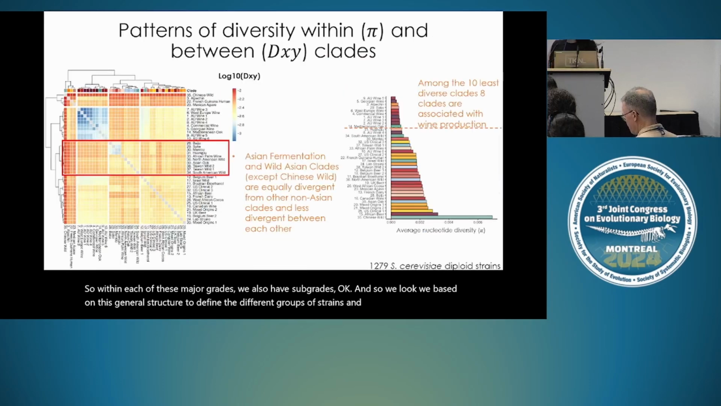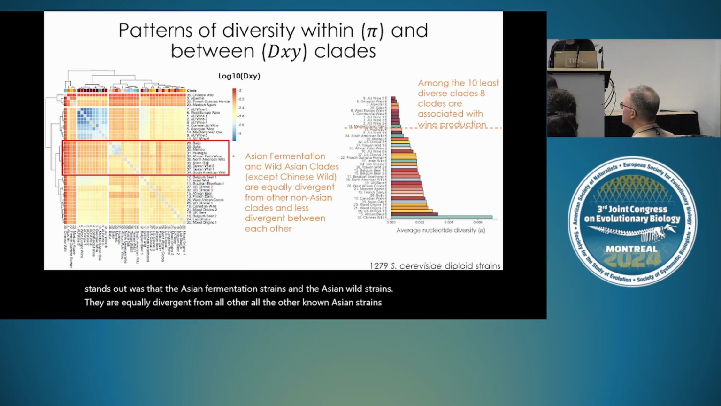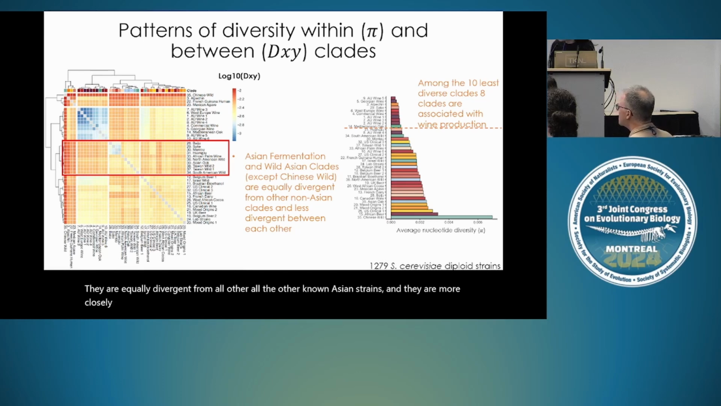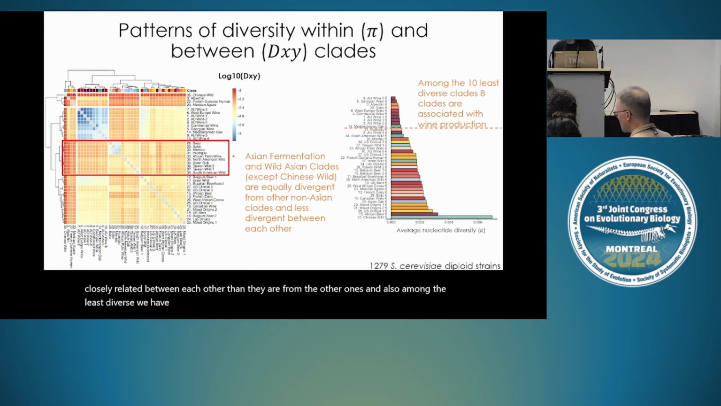We based on this general structure to define the different groups of strains, and we looked at the patterns of diversity between and within these clades. One thing that stands out is that the Asian fermentation strains and the Asian wild strains are equally divergent from all the other known Asian strains, and they are more closely related to each other than to the other ones. Also, among the least diverse strains are the wine-related strains, a clear sign of reduction in population size due to the domestication event.